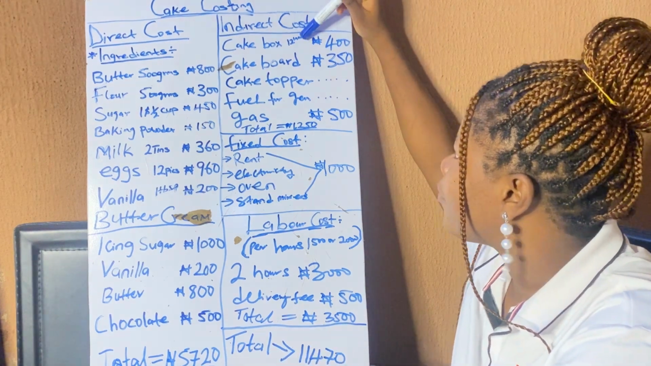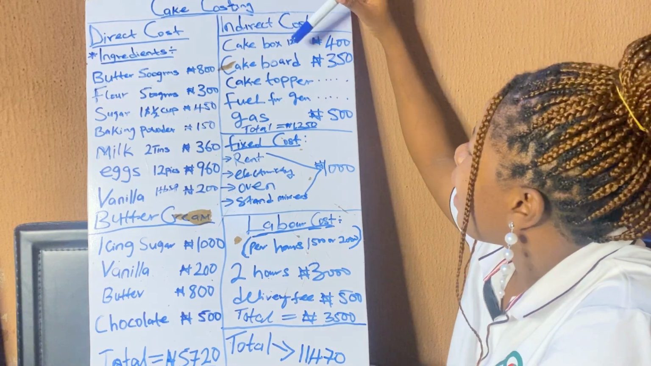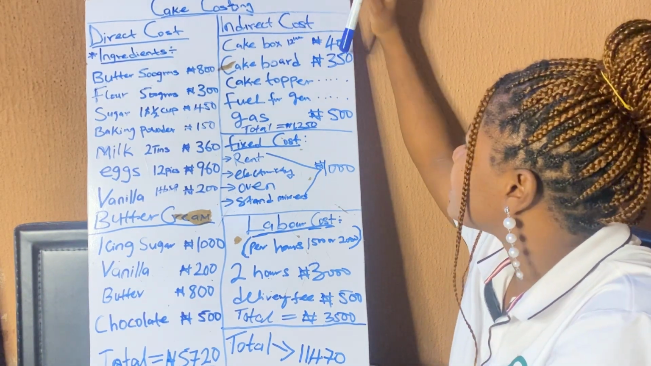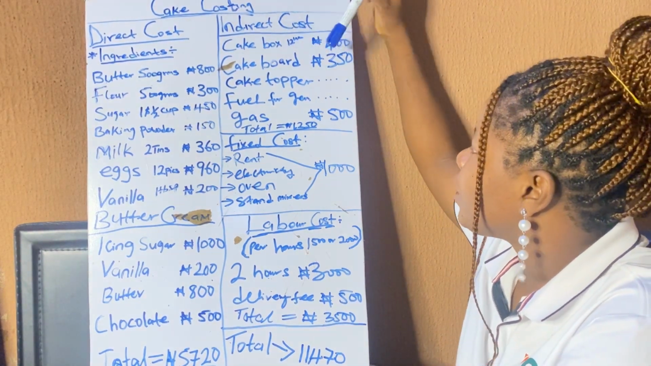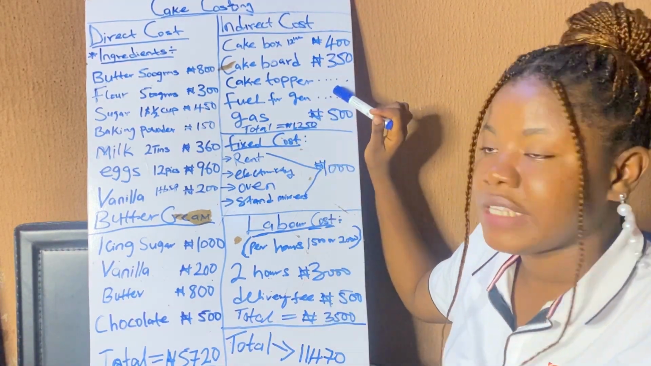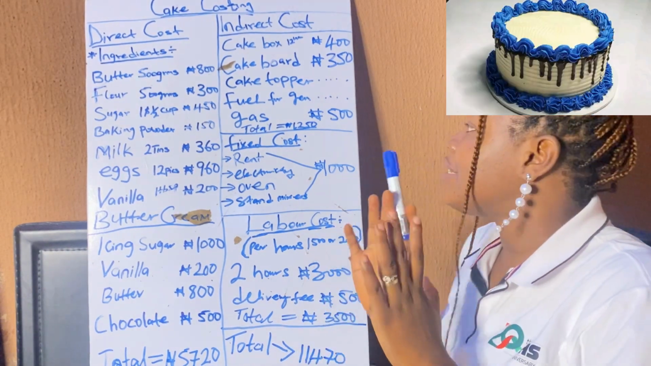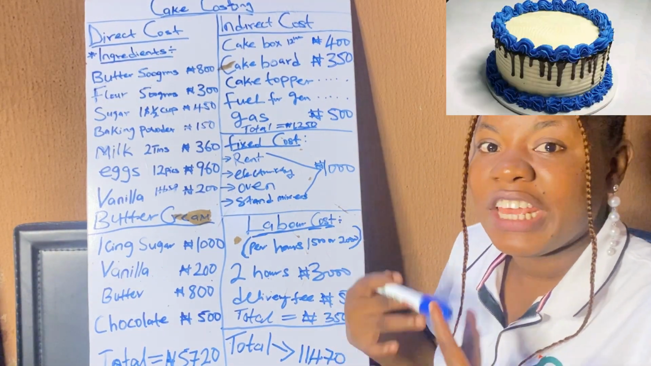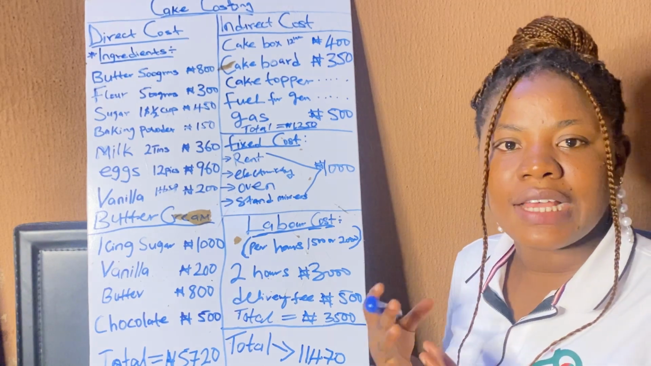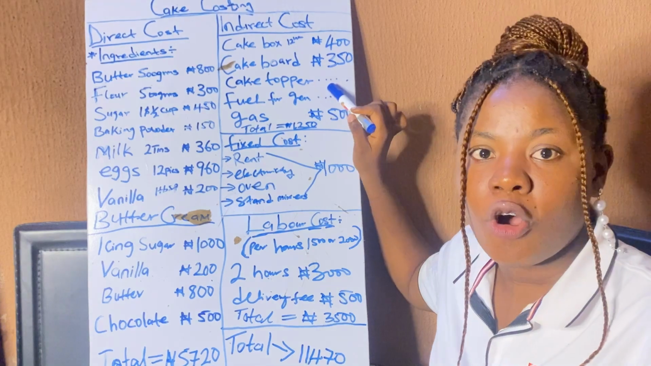I have my cake board, 12 inches, at 400 naira. I have my cake board at 350 at 12 inches. I have my cake topper. You can see I have no cost here, the reason being that in this particular cake I showed you, there is nothing like a cake topper. But in case your client asks for a cake topper, you need to consider that and add it up here.